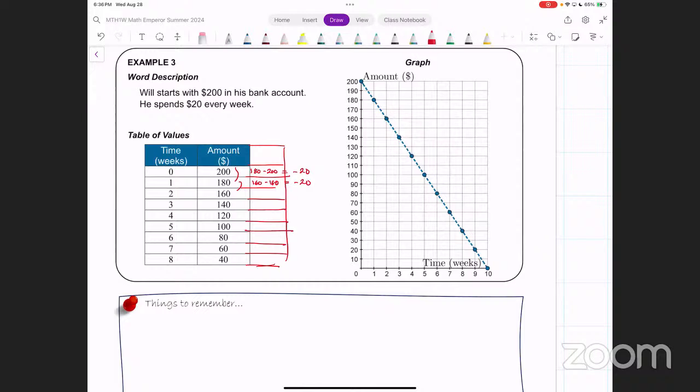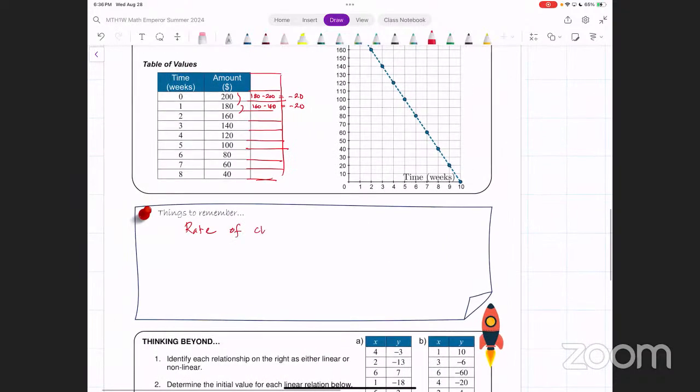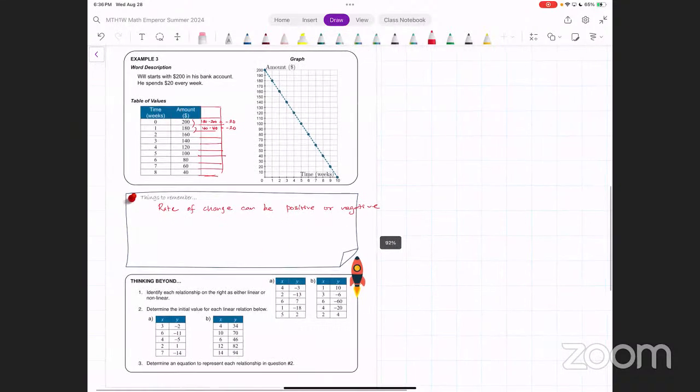So what things to remember here? Rate of change can be positive or negative. So rate of change can be positive or negative. This is the important key, right? So rate of change can be positive or negative.